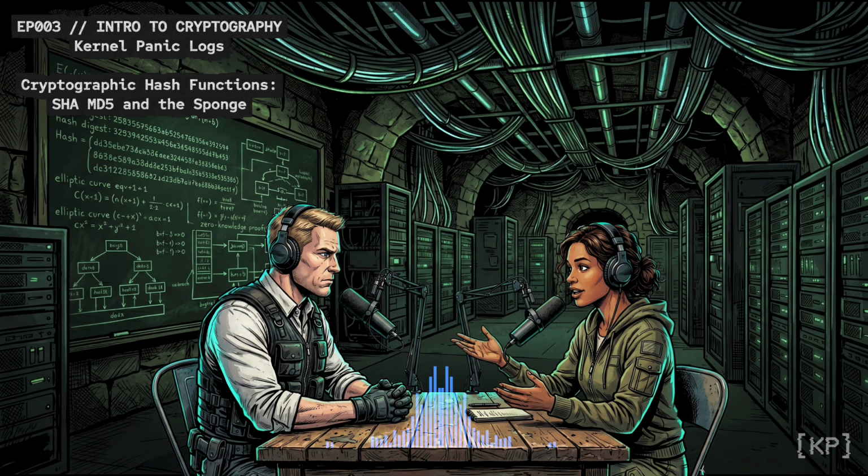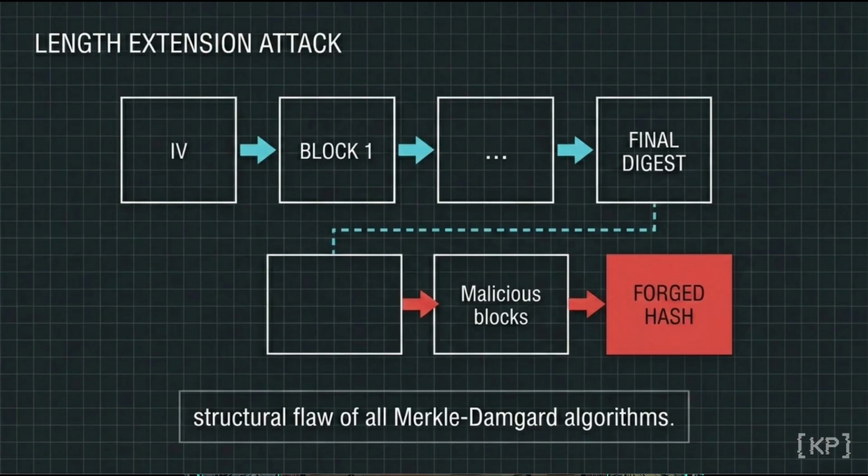Yes, but that assembly line structure, while highly efficient, harbors a fatal structural flaw. Because the final hash digest you see is literally just the internal state of the algorithm after processing the final block, an attacker can exploit it. If an attacker knows the final hash of a secret message, they can load that hash into their own local machine, use it as the new starting state, and simply feed more data blocks into the algorithm.